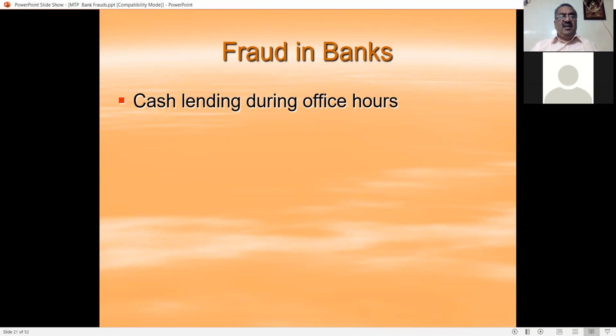Then the manager said, yes, it is against the norms. See, the convention is 40 lakhs. If it is a 40 lakhs deficit, okay. But if it is 45 lakhs, that means the cashier has lent the 5 lakhs to the customer for one-day interest. So this is called cash lending during office hours. The result is the cashier was dismissed from service, the officer was suspended, and the manager was transferred. You can find this in most of the branches.